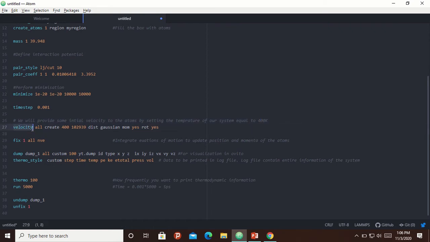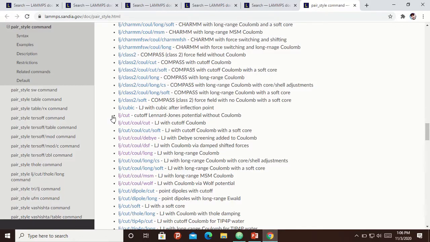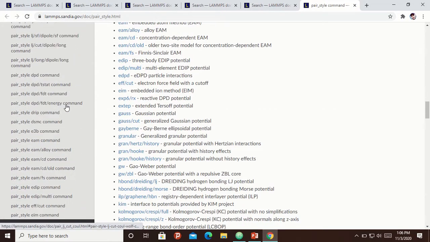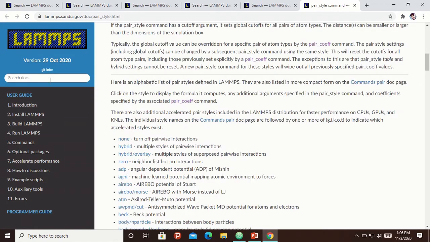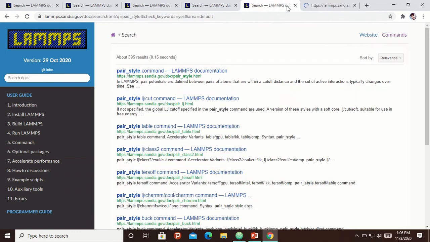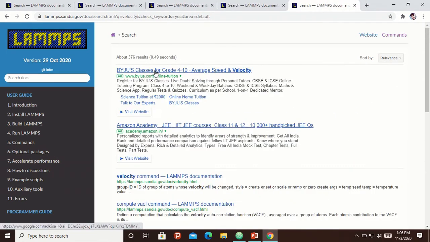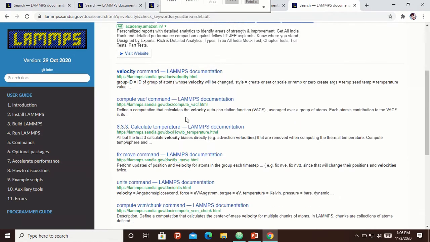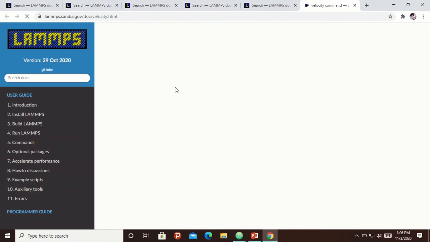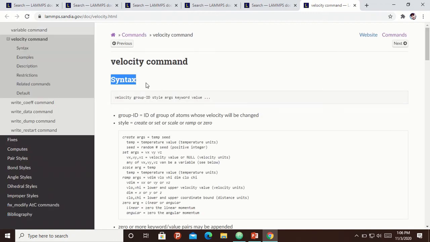Okay, so how is it done? We will write here velocity, this is the velocity keyword. So let me take you to the LAMMPS documentation. If I write velocity here, I have the velocity command here, and this is the syntax of velocity command.